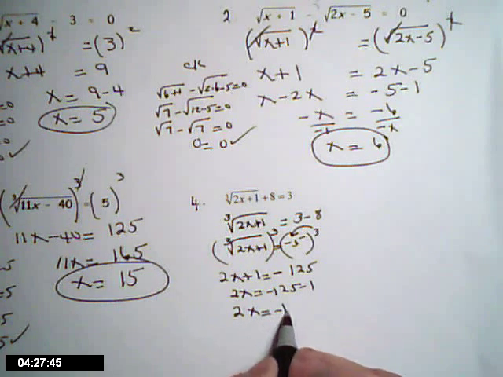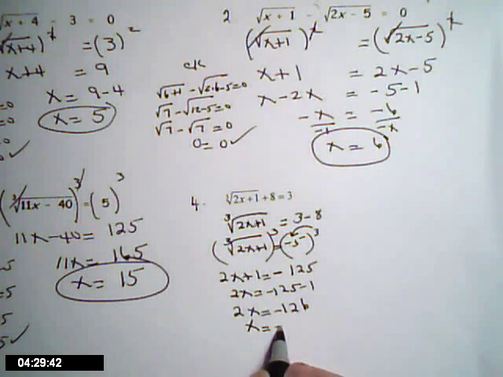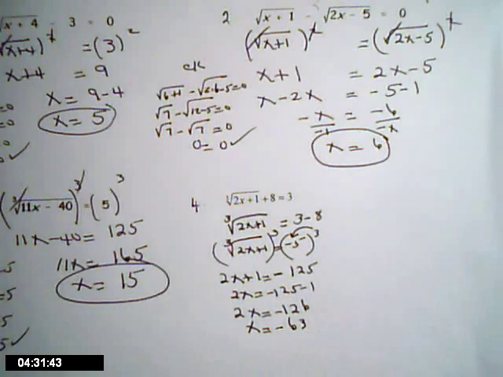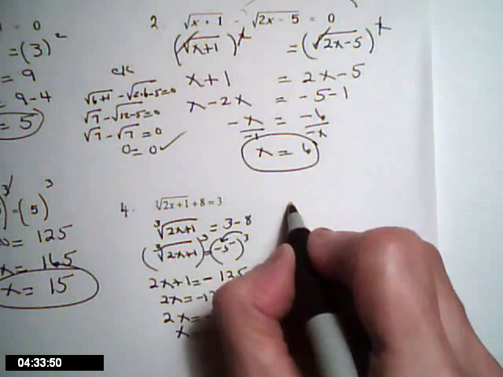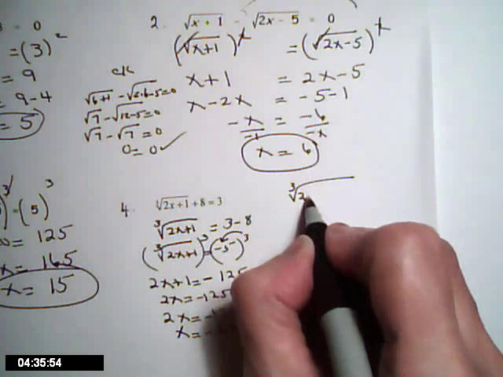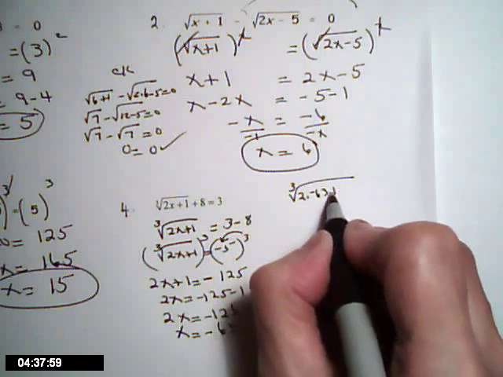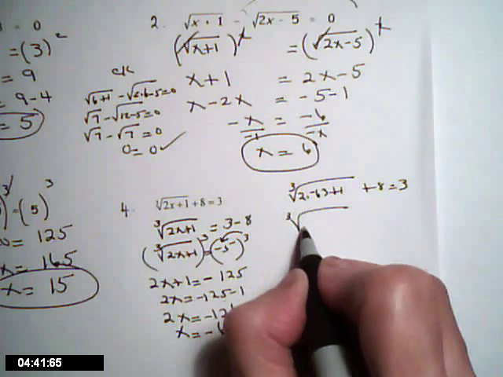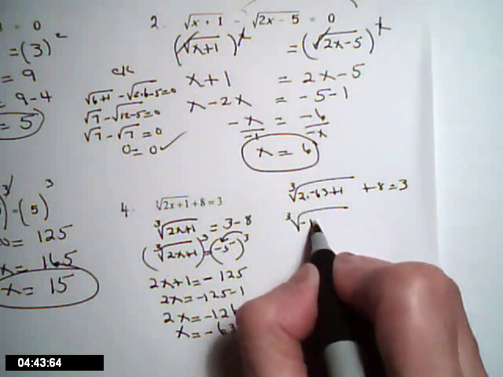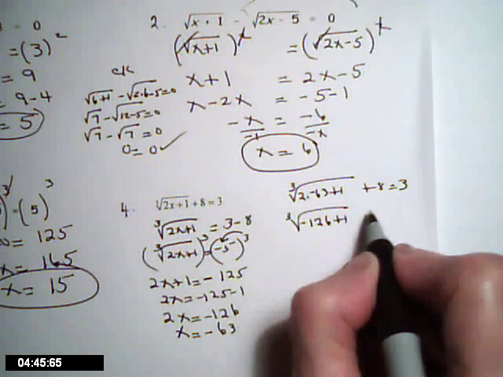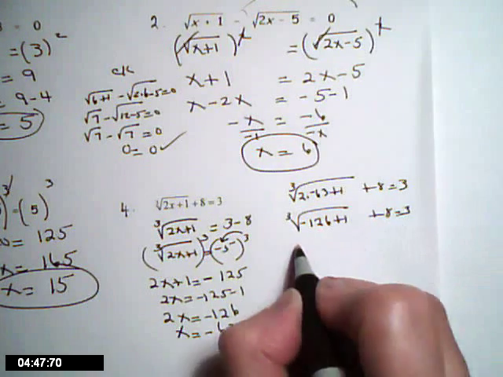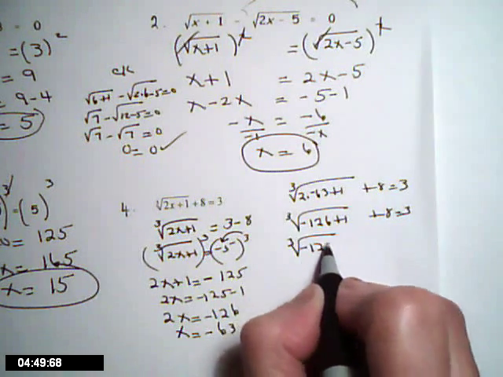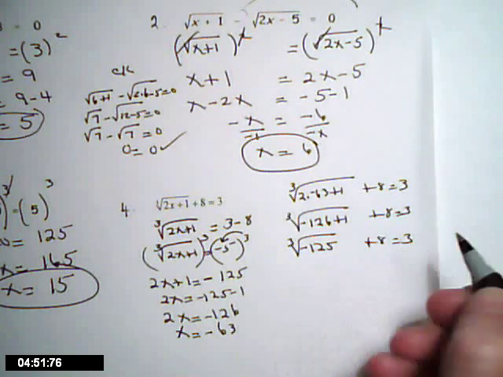So 2x equals negative 126, or x equals negative 63. Now let's check this. I'm going to put in 2 times negative 63 plus 1 plus 8 equals 3. That'll be cube root of negative 126 plus 1, then plus 8 equals 3. Or cube root of negative 125 plus 8 equals 3.